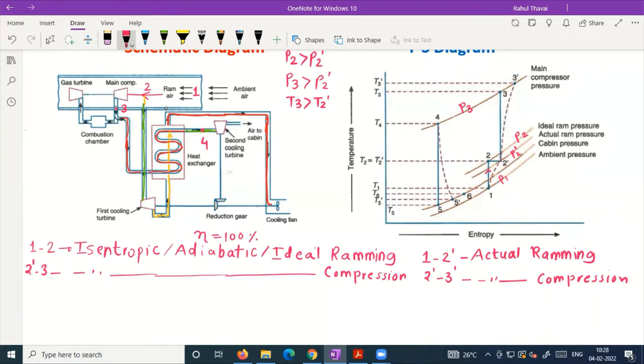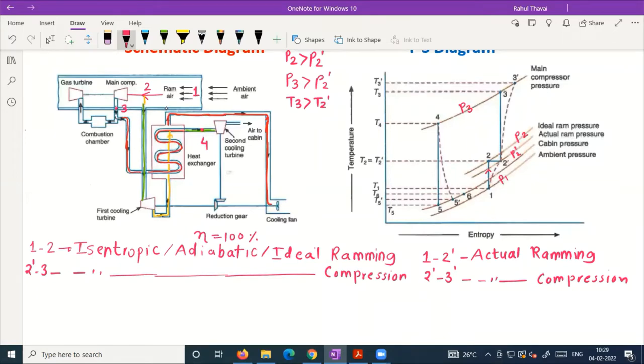Now let us start. What happens during 3 to 4 or 3 dash to 4? The hot air gets cooled. Whenever any fluid gets cooled, it is rejecting heat, and when it rejects heat, its temperature as well as entropy decreases. As you can see, the temperature decreases from 3 to 4 or 3 dash to 4, and entropy also decreases.